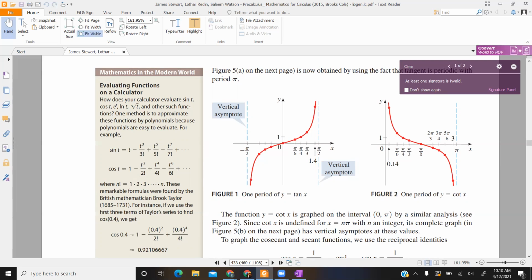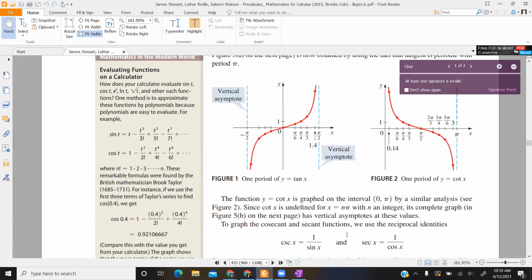So cotangent of x is defined everywhere except numbers of the form pi times n, where n is some integer. So that's where you're going to get vertical asymptotes at multiples of pi. So you get 0, pi, 2 pi, 3 pi, 4 pi, negative 2 pi, negative 3 pi, negative 4 pi.